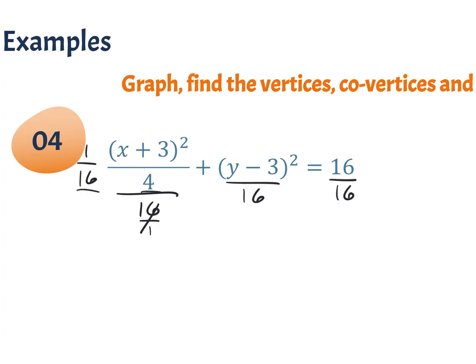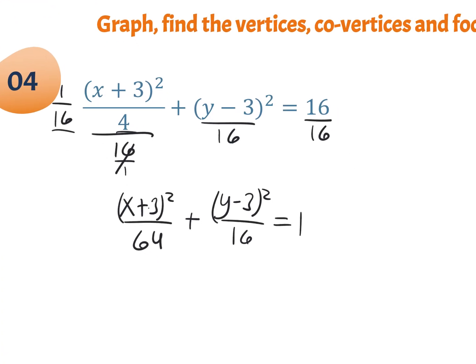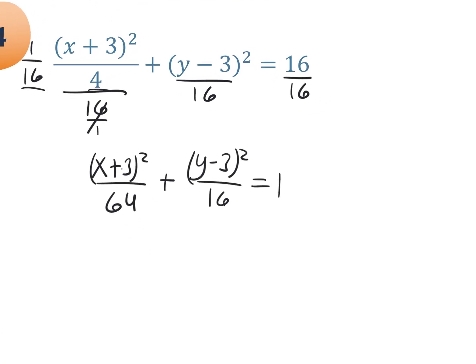Is that what you were saying, Sophia? With the 1 over 16? Yeah, okay. That's what it ends up being, right? But if you wrote it like this, that's how you would do it. All right, but good. So then we get x plus 3 squared over 16 times 4 is 64. And then that one becomes a y minus 3 squared over 16 equals 1, right? And now this looks fine, right? It's equal to 1. That's what we want.